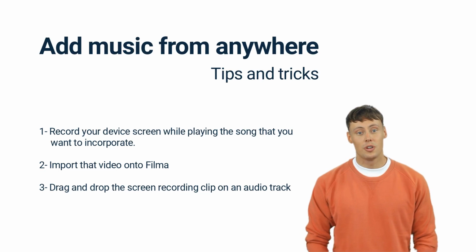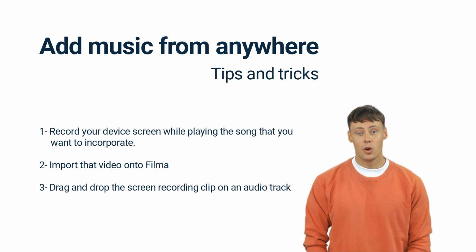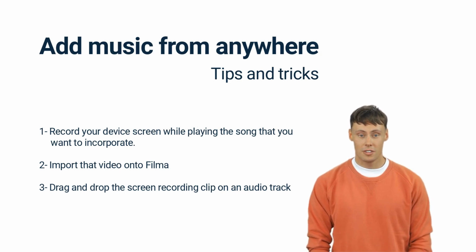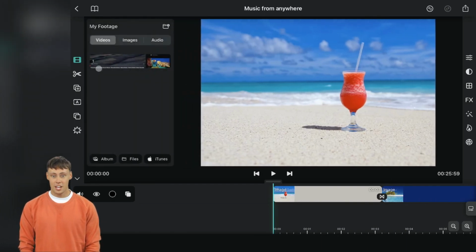Firstly, you'll want to record the screen of your device while playing the song you want to use, and this can come from any website, your player, or even an existing video. Once you've got your screen recording, which includes your desired music, open the Filma app. I've already recorded my screen and imported the video clip with my song.